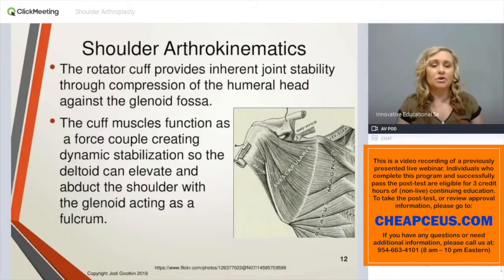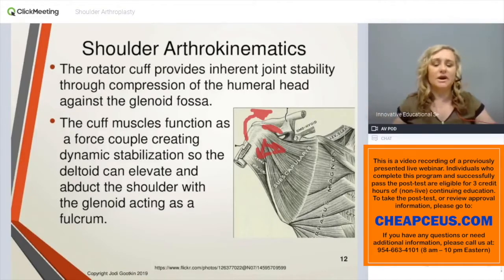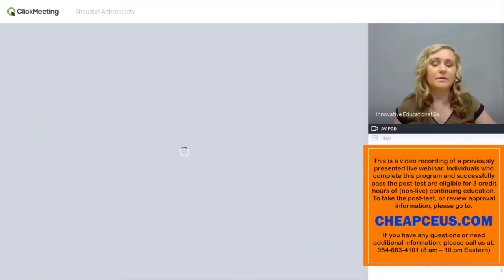The arthrokinematics that we're looking at of the shoulder, the rotator cuff is playing that critical role in order to stabilize that humeral head on the glenoid fossa. So when our deltoid functions to, let's say, abduct that shoulder, we need to avoid impingement under the subacromial space. So this rotator cuff is going to give a downwardly directed as well as internal force in order to stabilize the humeral head and allow for functional movement.